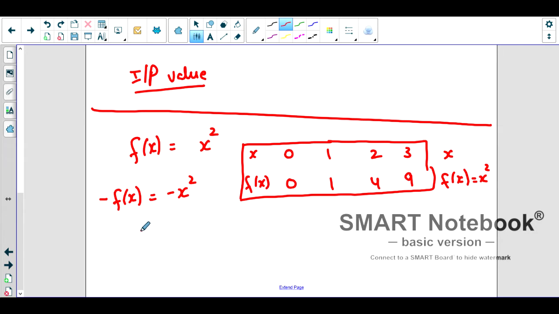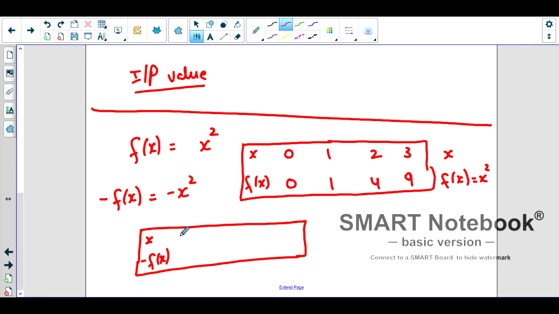Now what will happen in this case? We change the output. So you have x and we have here negative f of x. It will be 0, 1, 2, 3. It will be 0, negative 1, negative 4 and negative 9. So what happened here? You see the output changed.